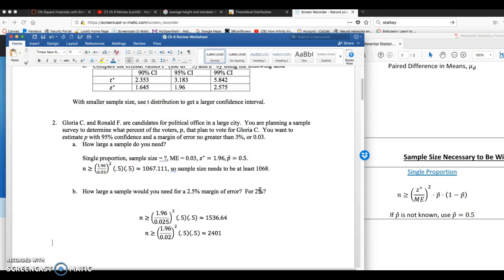So let's summarize this. We need a sample size of at least 1537. We're always going to go up to the next whole number for a 2.5% margin of error, and a sample size of 2401 for a 2% margin of error.